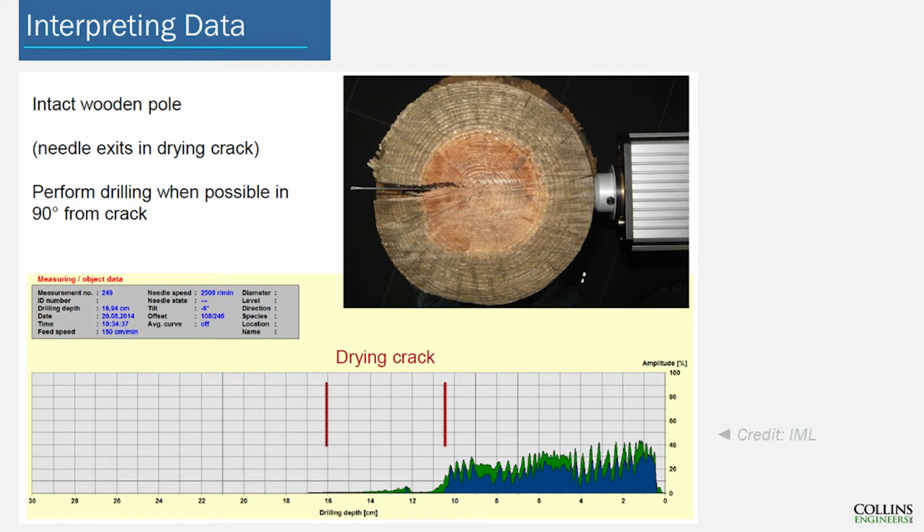So another visual example here. Some of the limitations that we'll discuss later is that the needle can actually follow cracks and splits, which might be misinterpreted as rot. If the drilling had been at 90 degrees, you would have seen a dip in the resistance at the location of this crack, as opposed to a drop-off in the resistance.